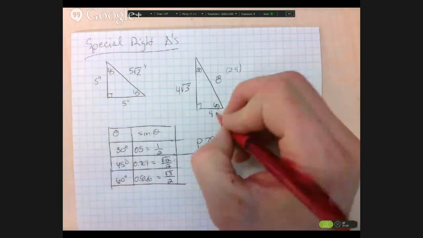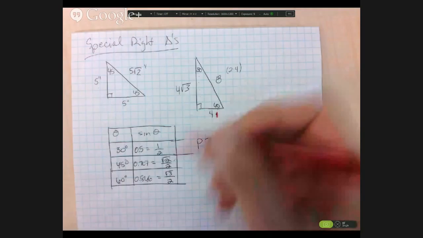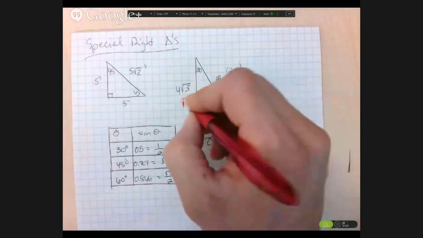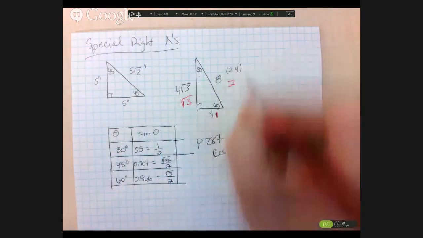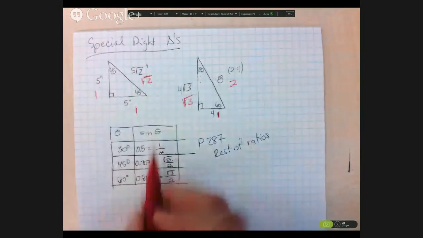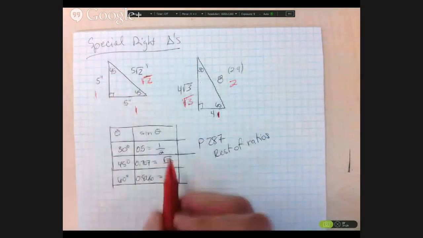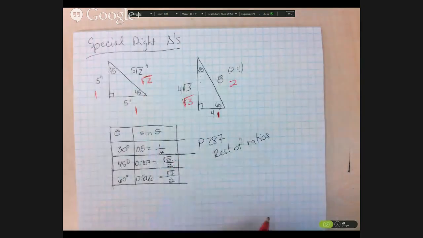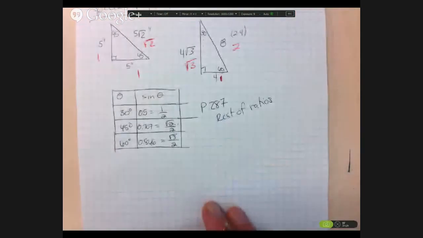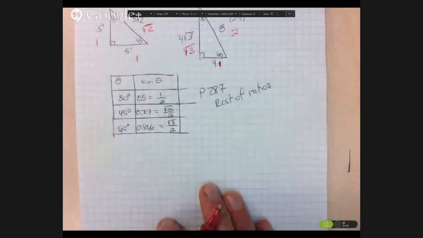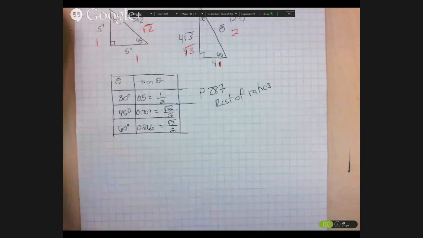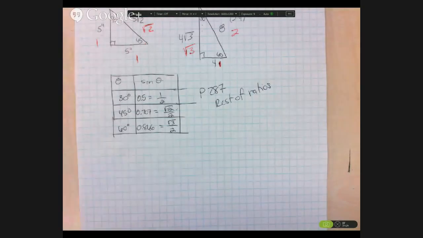They come straight from those special right triangles. Sine of 45, 1 over root 2 simplifies to that. So take a look at those. We'll use them quite a bit the next few weeks. Any questions? Okay.